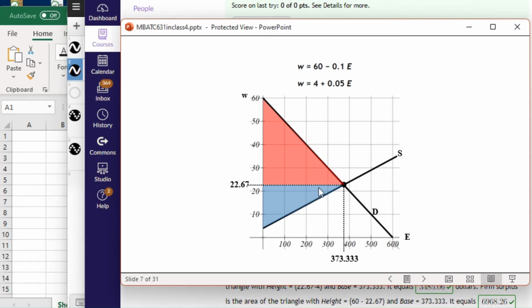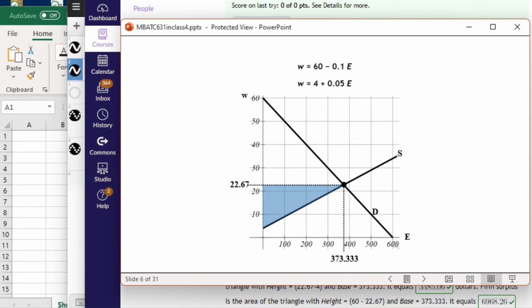Now in our problem, we have to calculate the worker surplus. And the worker surplus is this blue triangle, as I mentioned earlier. The height of the blue triangle is determined by whatever this value is. And in the labor supply equation, it's 4 right there, right? So the length of this line segment of the blue triangle is from 4 to 22.67. So you have to take that difference. And then the length of this line segment from here to here is the employment level, right?